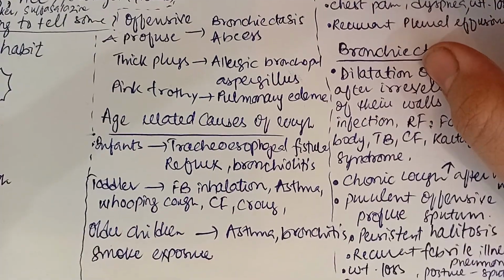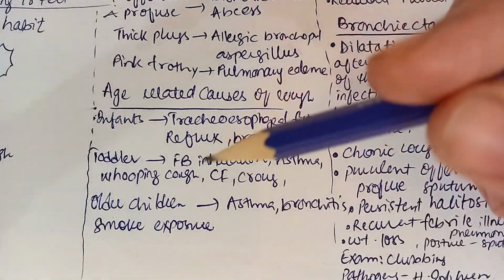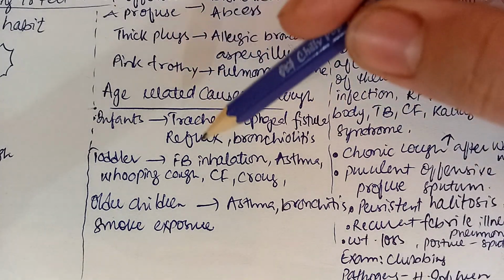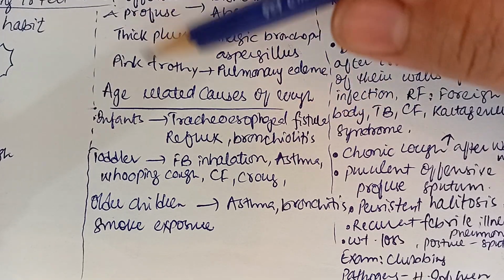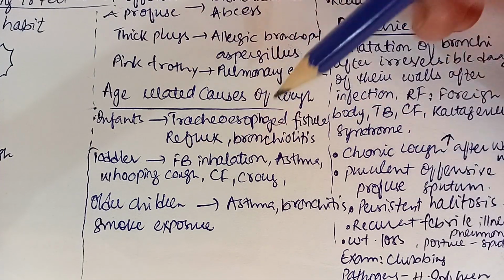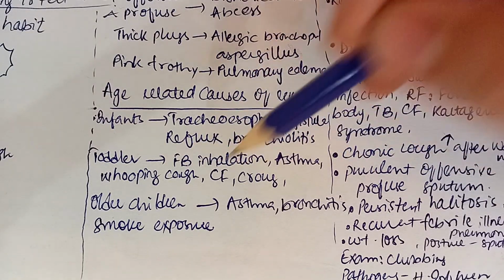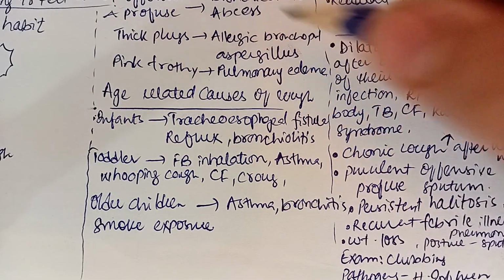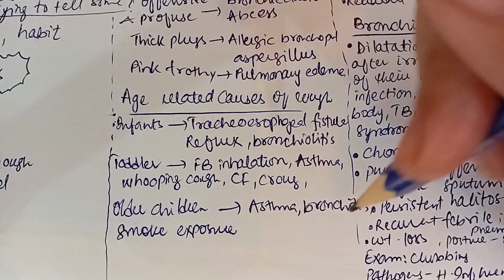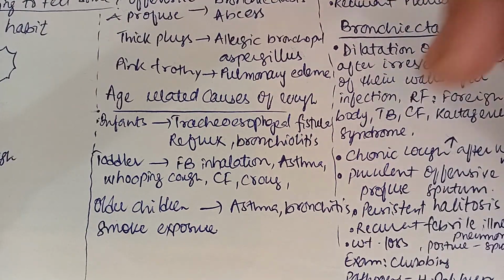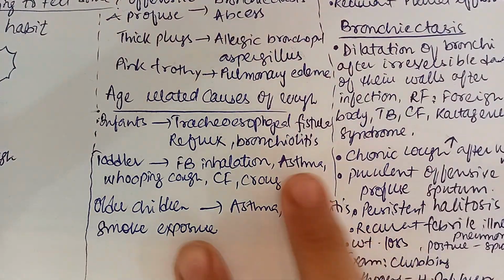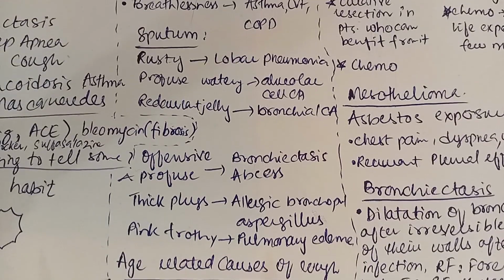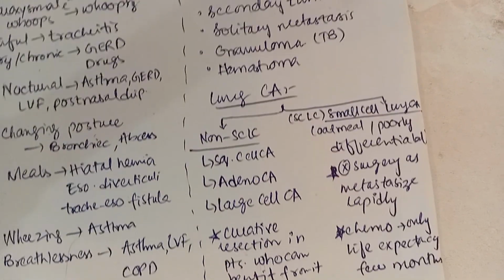So, what can be the cause of cough in certain ages? In infants, it is usually tracheoesophageal fistula, reflux disease, and bronchiolitis. In toddlers, foreign body inhalation, asthma, whooping cough, cystic fibrosis, and croup. In older children, asthma, bronchitis, and smoke exposure. And in adults, all the other causes of cough can be seen.